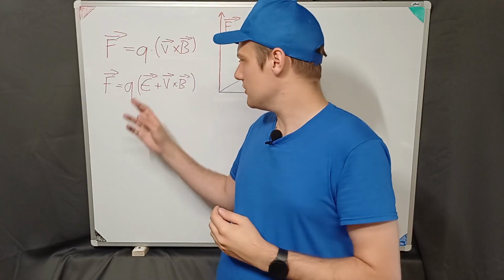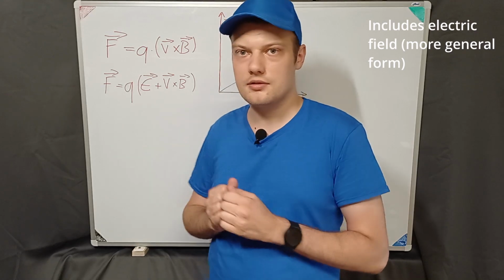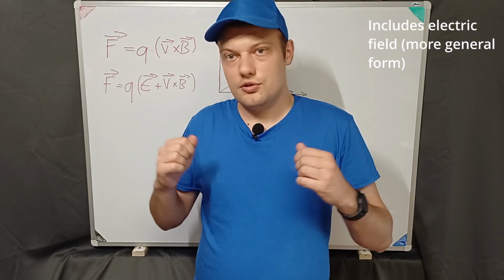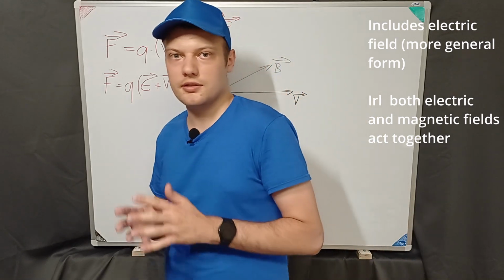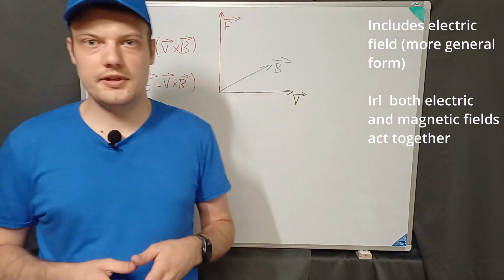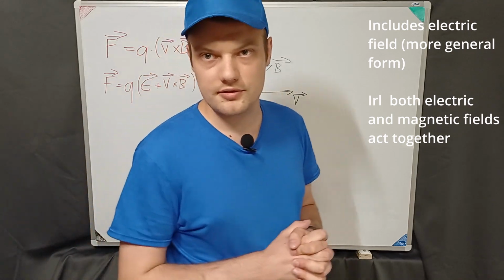You might also see this version. This one includes an electric field. It's a more general form, since in real life, both electric and magnetic fields often act together. But for now, we'll focus on the magnetic part.